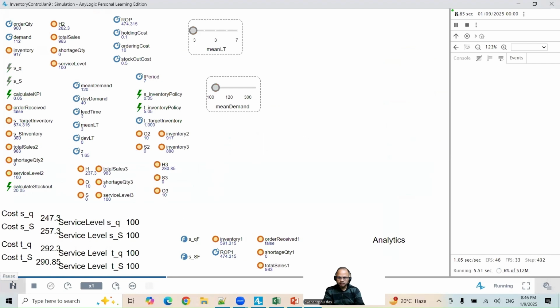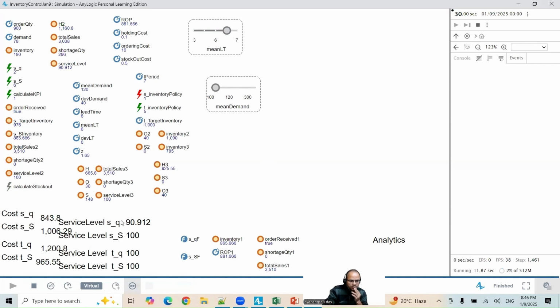Say after 10 days, the mean lead time changes from 3 to say 6 days, right? And then again we run this entire period. So we see that when the mean lead time changes in between, the SQ policy has performed not so well in terms of the service level, but the cost is also minimal. So this gives us a good indication that if the lead time varies in between, then the service level of the SQ policy actually deteriorates.